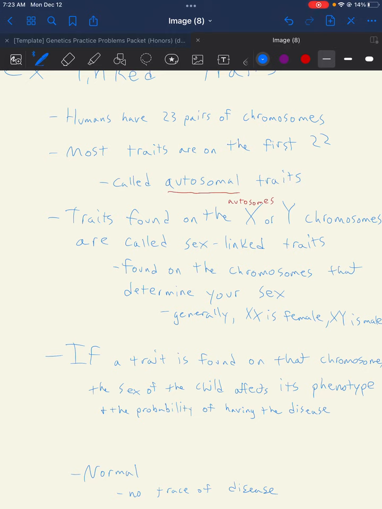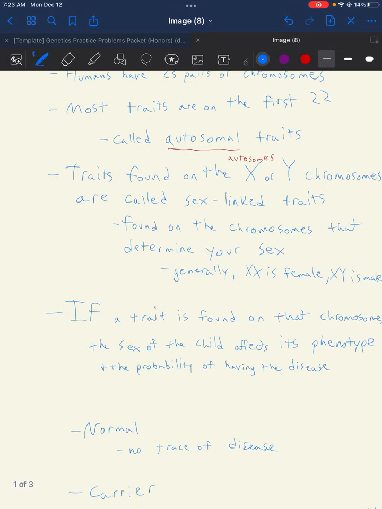Normal would be no trace of the disease, and that would be all of your sex chromosomes do not have an affected gene. All of the genes that you received on your sex chromosomes are normal when regarding that trait. All of those would be normal.